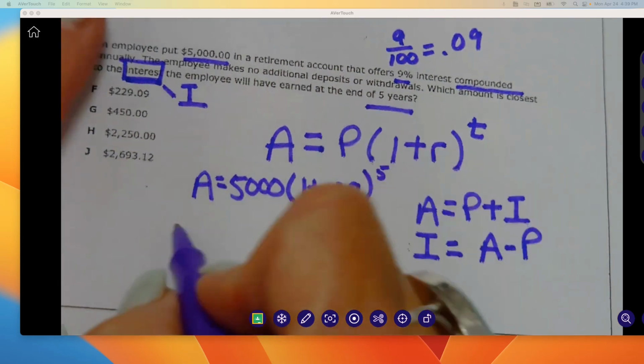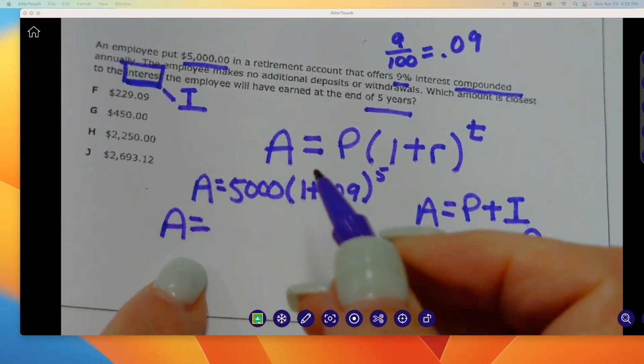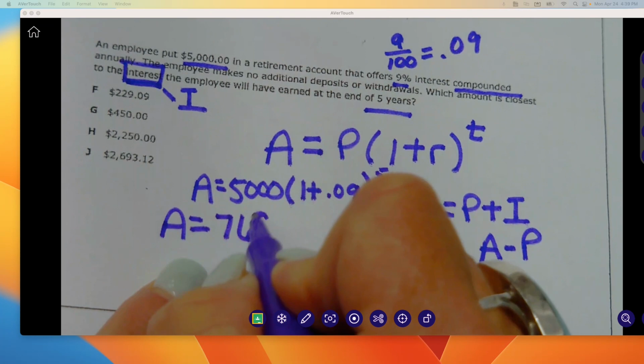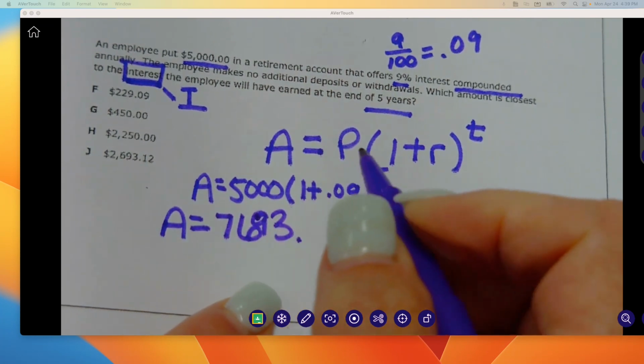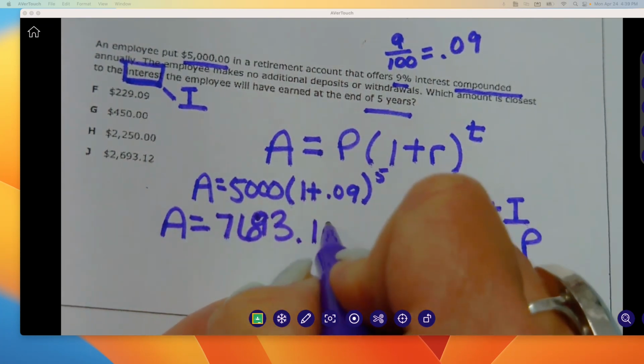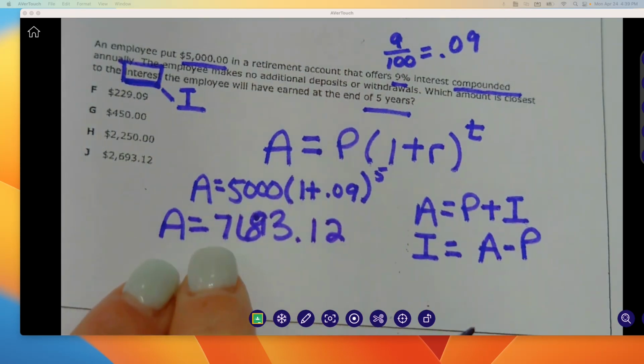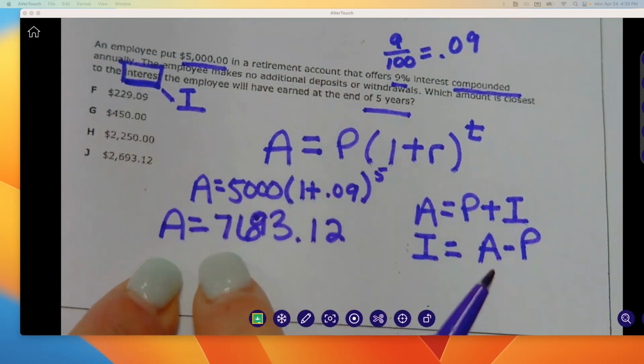Okay, so what I get here is the account balance, my total. So I'm going to have $7,693.12, okay, 12 cents. I rounded, okay, but I'm not wanting the account balance. It's only asking for interest.